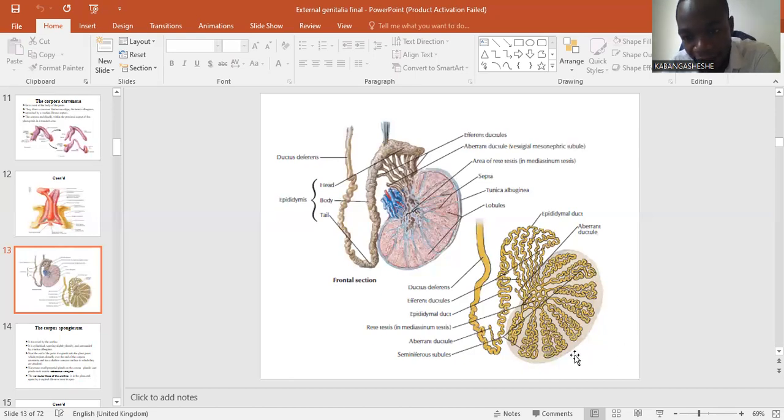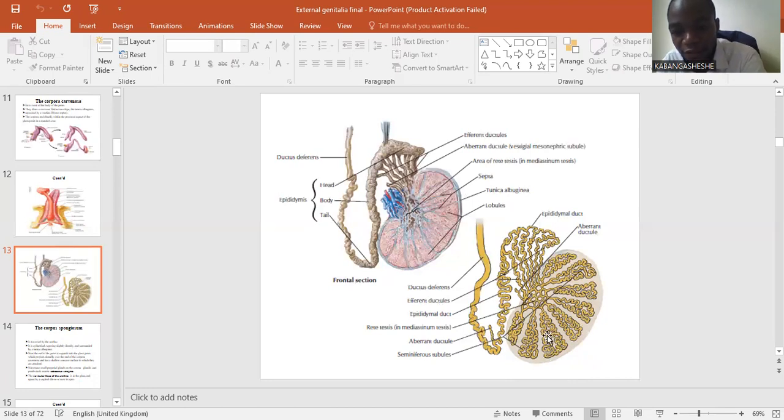Next is that the testis has superior and inferior poles. So this part is the superior pole. This part is the inferior pole. Blood vessels enter the testis from the posterior surface, from the back. So they are protected, because in front there, when you are sitting, so many things can occur and cause injury. So that's why the vessels are always located at the back of the testes. So we'll look at this in greater detail, but so far, this is the testis.